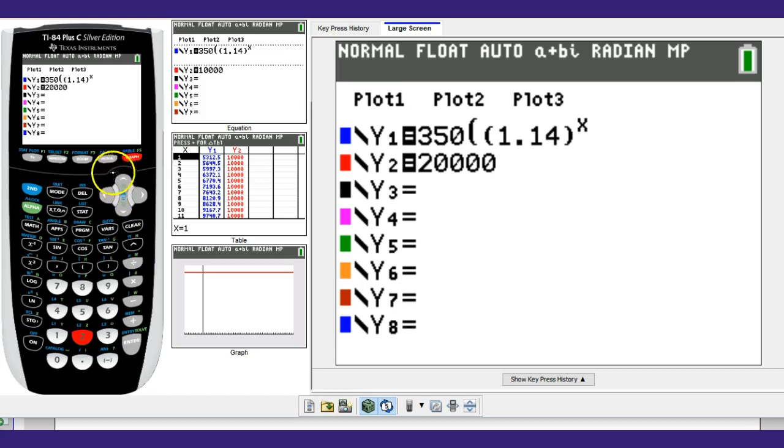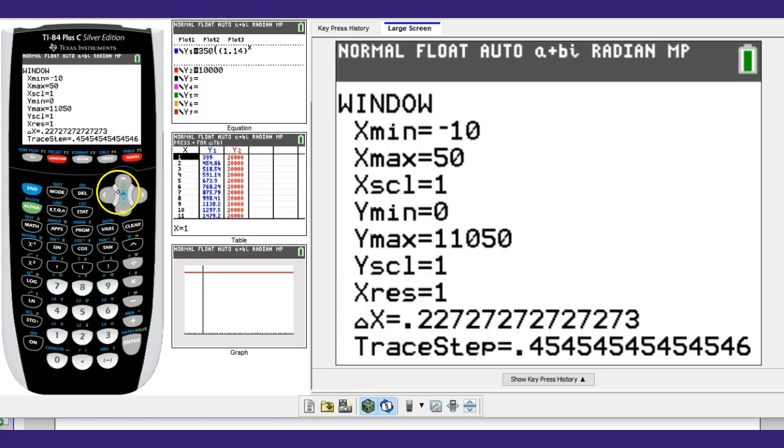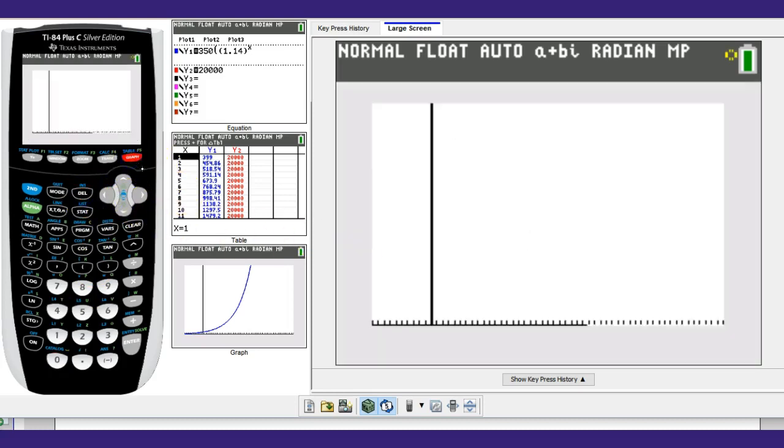So before I graph it, here's what I'm going to do. I'm going to go to my window. I don't mind about Y, like negative 10 to 50, that's fine for right now. We'll adjust that as I go. But remember the number is 20,000, so I'm going to make this a little bit higher than 20,000. 20,050 is cool. Now I hit graph.